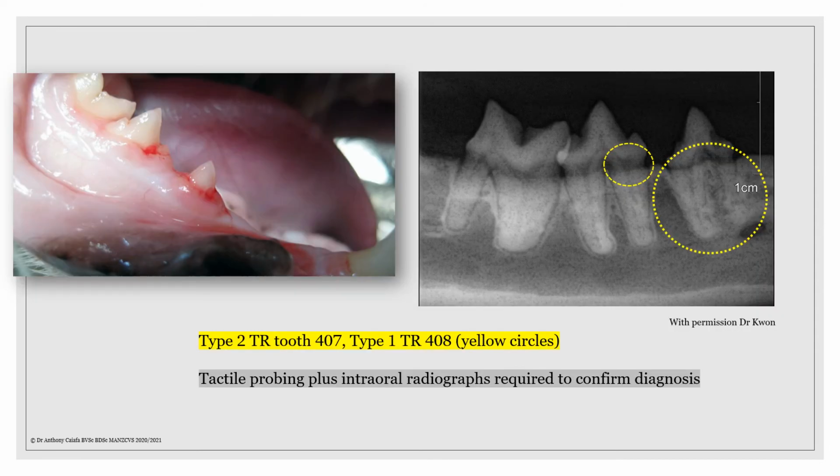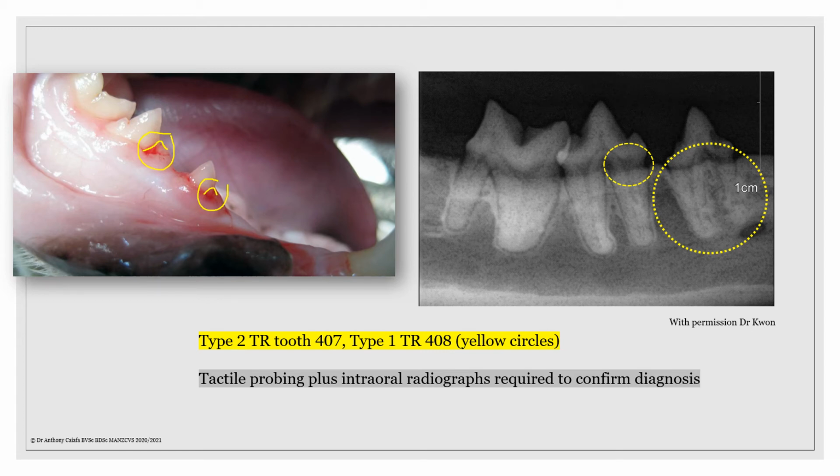Here we have examples of type 1 and type 2 tooth resorptions in the lower right mandible. So you can see the image on the left-hand side, the photographic image. We have a tooth resorption occurring around the 407 here and 408 here. 409 seems to be spared with this tooth resorption problem. You can see that there's gingival ingrowth into the resorptive lesion here and here, and these are telltale clinical signs that we'll see of a tooth resorption.